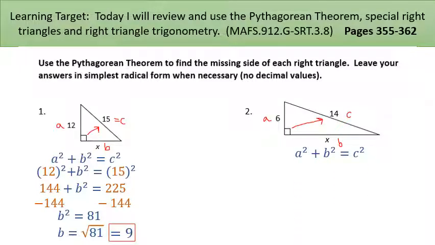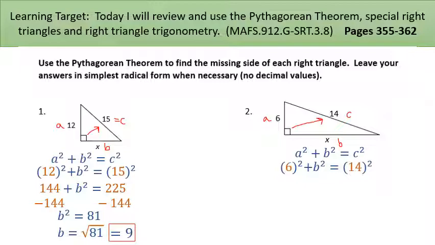All right, so we get our Pythagorean theorem. That's where we start. A squared plus b squared equals c squared. Plug in what we know. We know a is 6, and we know c is 14. Okay, so 6 squared plus b squared equals 14 squared.